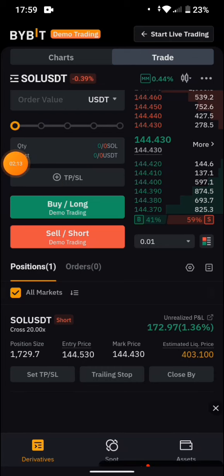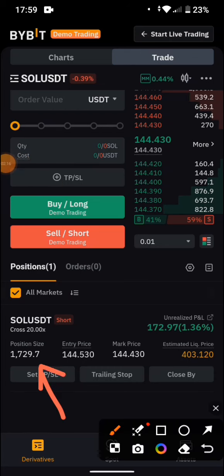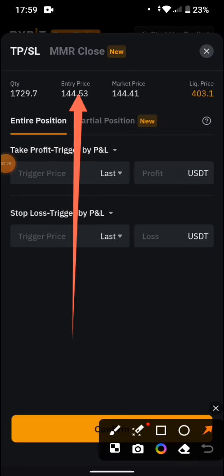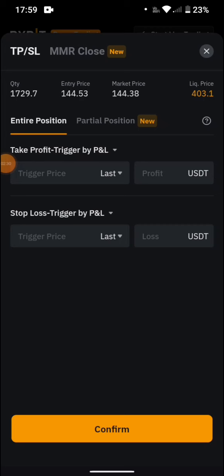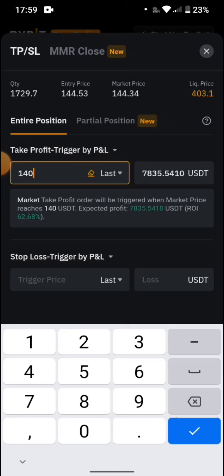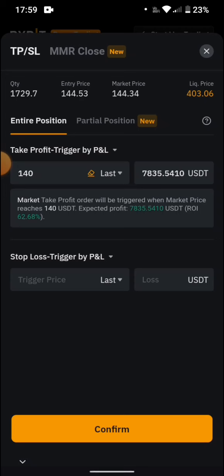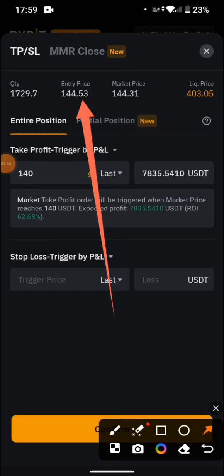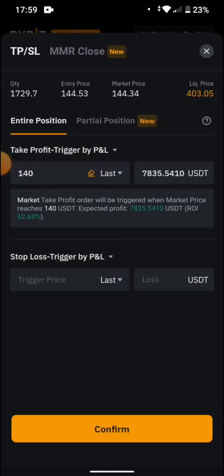If you see here, we have what we call set SL and TP. TP means take profit, and SL means stop loss. For example, you are saying the price of Solana is going to drop, and you enter at 144. If you want to set your TP trigger price, let's say you want to take your profit when Solana drops to $140. Don't forget, you entered when Solana was 144. As long as you are shorting, you are saying the price is supposed to go down, so your take profit should be below. But if you are longing, the take profit should be higher than your entry price.